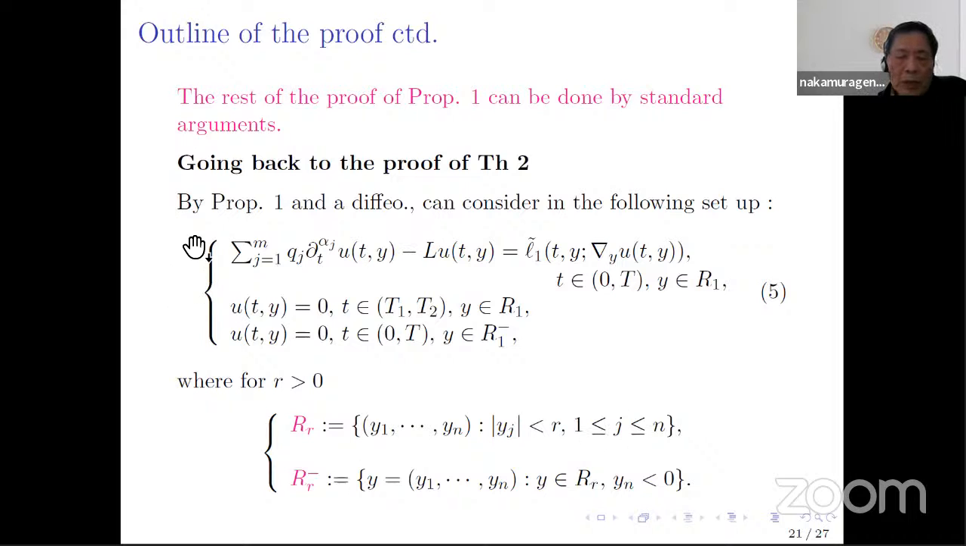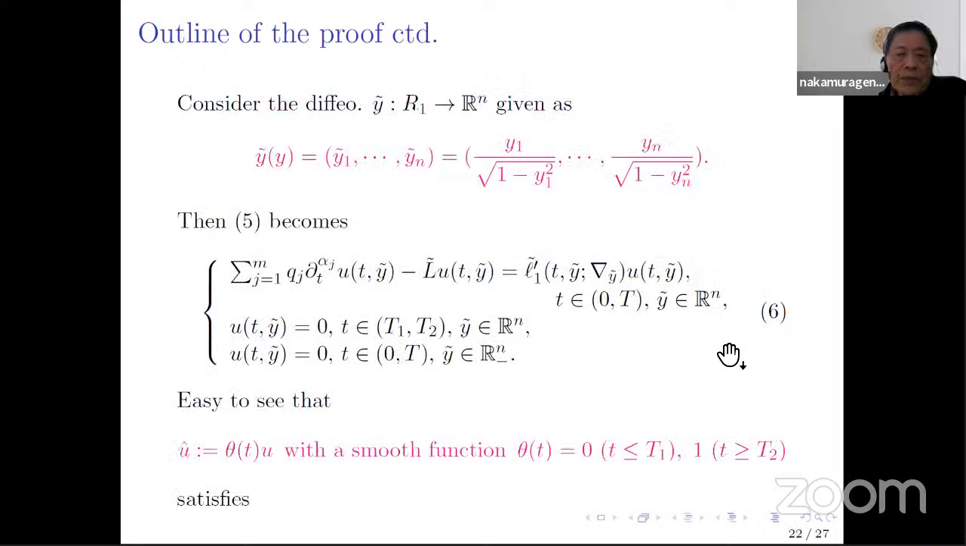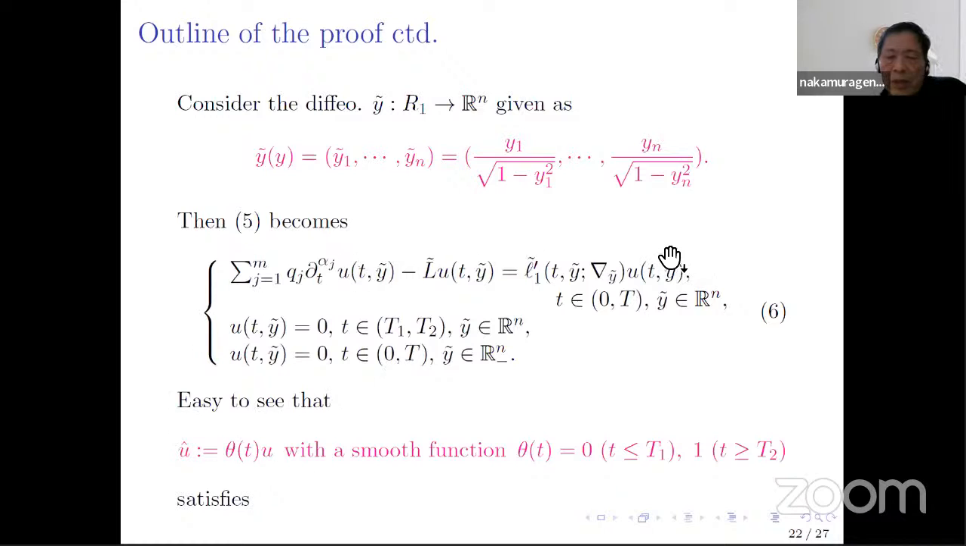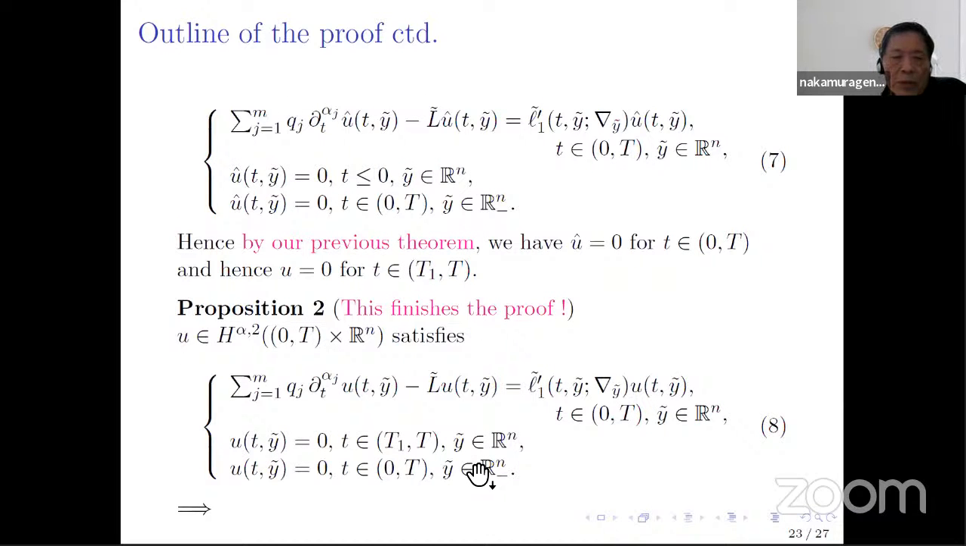So from now on, we consider this setup, and then we will consider the following diffeomorphism. We will map R1 to Rn, and this mapping y tilde is given by this formula. Then the previous system will be transformed to this set of equations. And now consider u hat defined by theta(t) times u, where theta(t) is a smooth function having this property. And then it's easy to show that u hat will satisfy this set of equations.